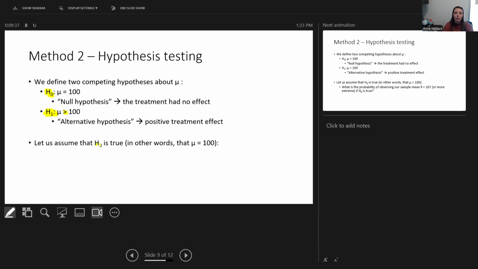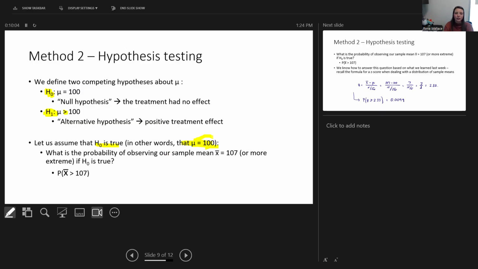So moving forward, we're believing that the null hypothesis is true. Mu is equal to 100. This is important because now it gives us a number to work with. What's the probability of observing our sample mean of 107 or higher if the null is true? If mu really is 100, what's the probability that we would get 107? Let's find out.